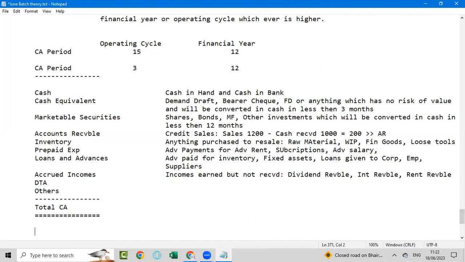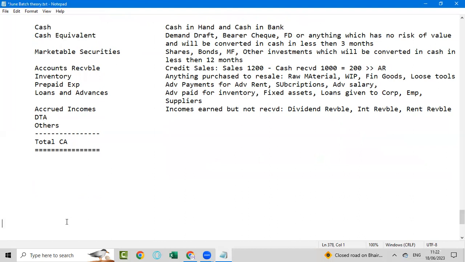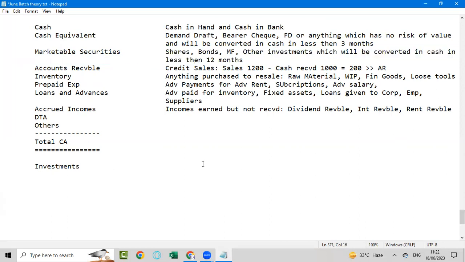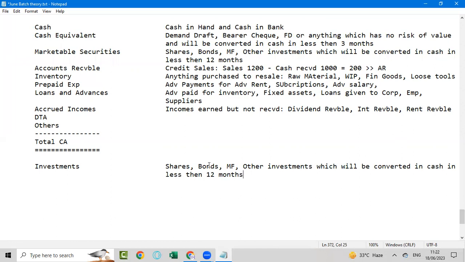Now, long term assets. The first item is investments. If it is a short term investment, show it as marketable security. If it is a long term investment or long term marketable security, show it under investments. So same, these items will come here. The only difference is shares, bonds, mutual funds that will be converted into cash in more than 12 months. Earlier it was less than 12 months.